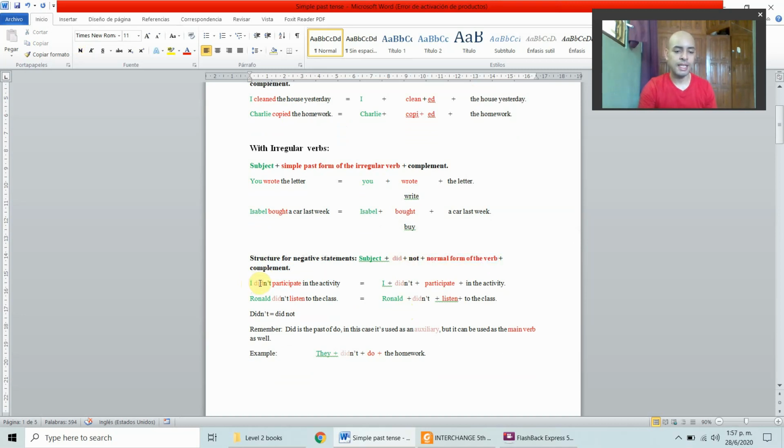I, the subject, did not, in this case the contraction, didn't participate. The normal form of the verb is not in the past form. The past form stays with the auxiliary. In the activity, this is the complement. The same here. Ronald didn't listen to the class. Ronald, subject, didn't, the auxiliary with not, listen, the normal form of the verb, to the class, the complement. Remember that didn't is the contraction of did not.